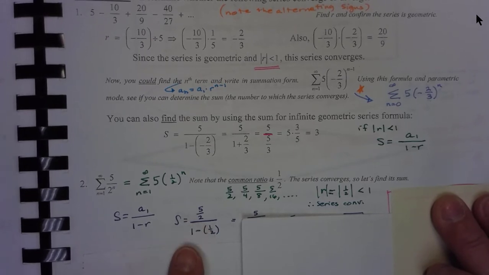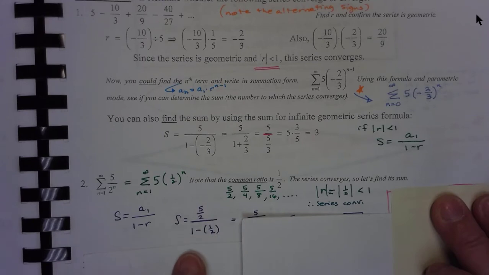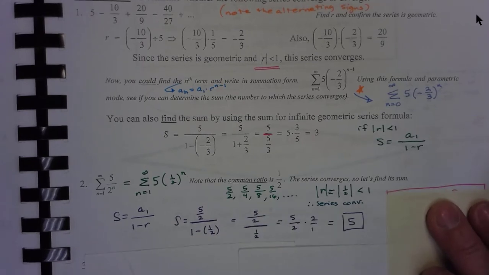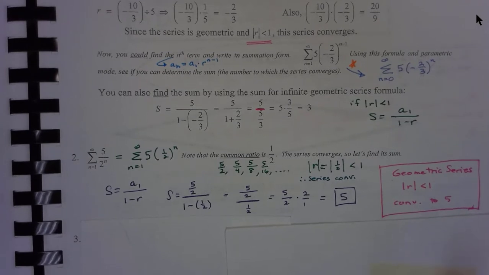First term, that's one reason we have to list out the terms, divided by 1 minus r, do the math, and the series will converge to 5.